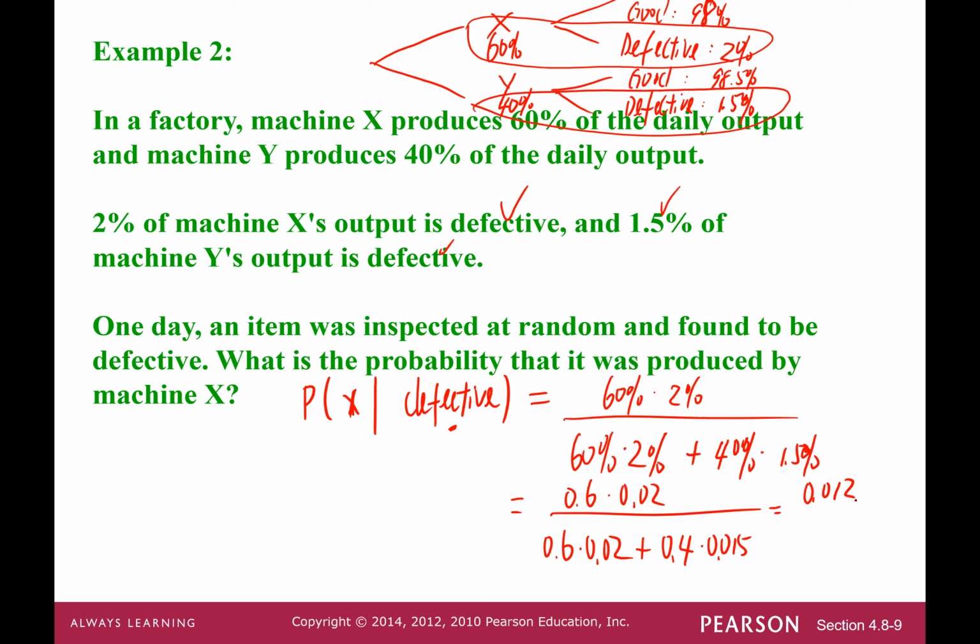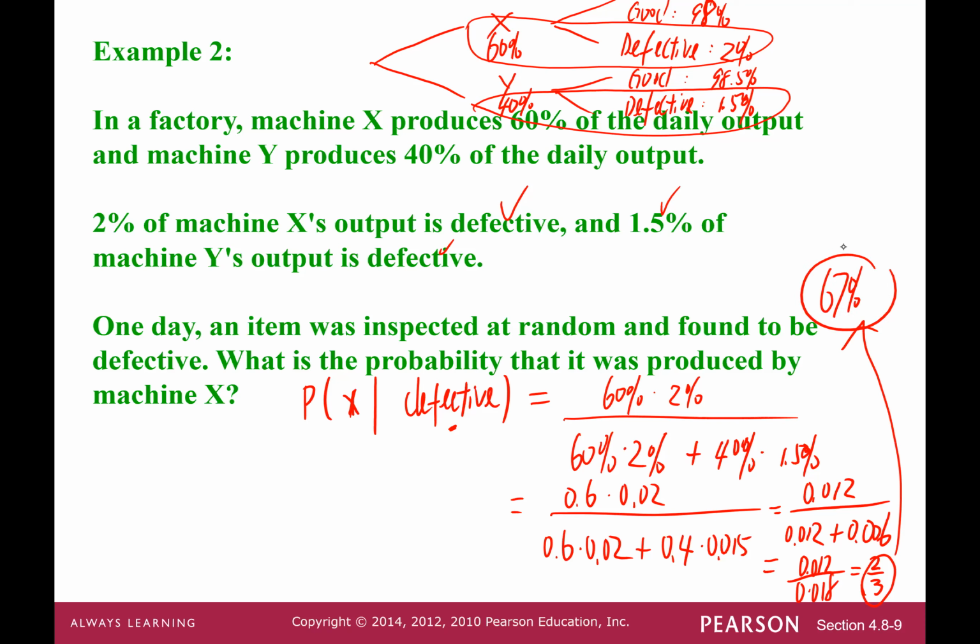Okay, so this turned out to be 0.012 over 0.012 plus 0.006. And this turned out to be 0.012 over 0.018. And this turned out to be 2/3. So again, 2/3 chance. When you turn it into a percentage, it will be about a 67% chance that it was produced by machine X. Okay, so that's how you handle this conditional probability using Bayes theorem.